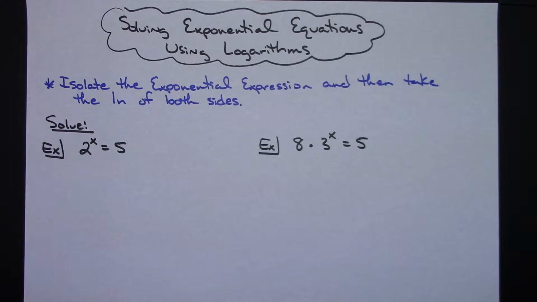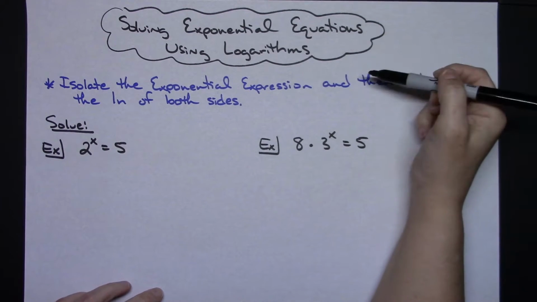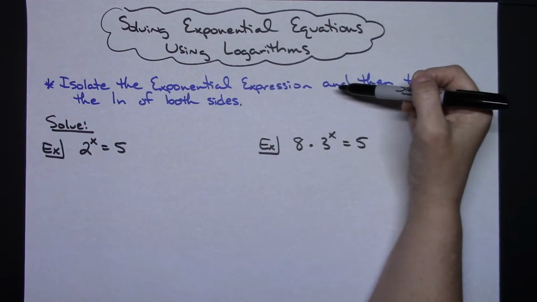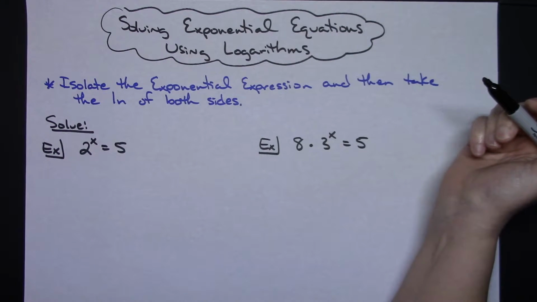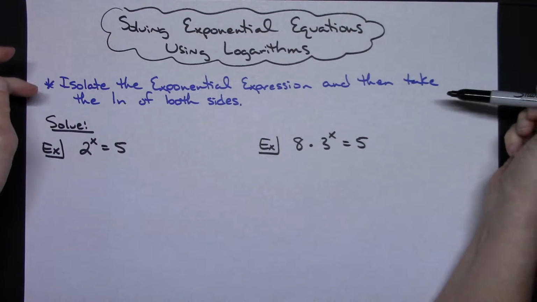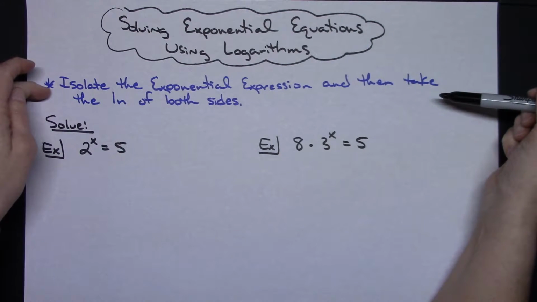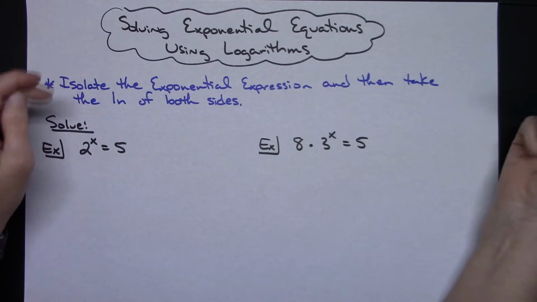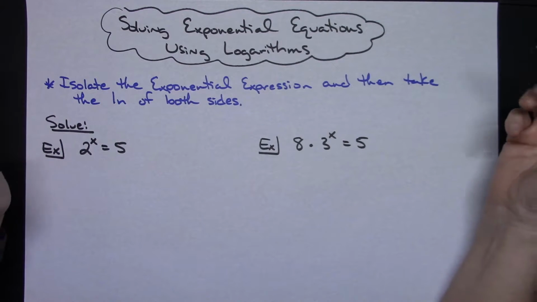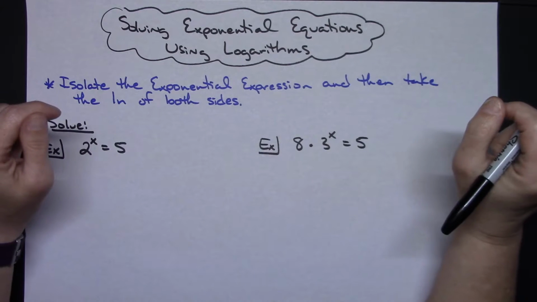In this video, I'm going to be taking a look at solving exponential equations using logarithms. In other words, by taking the natural log of both sides. Something that I might want to point out is that you do always want to make sure you isolate that exponential expression and then take the natural log of both sides. It's going to make the equation work out a whole lot easier.